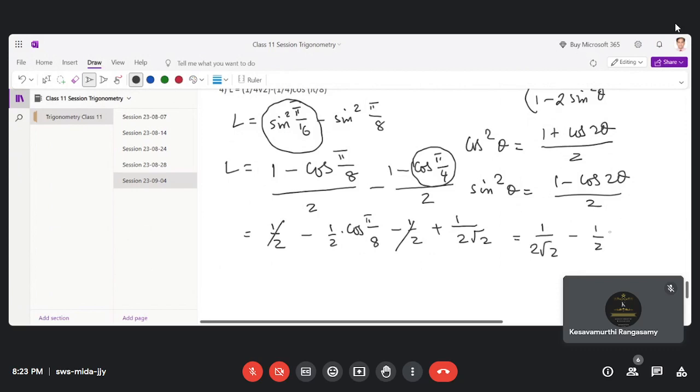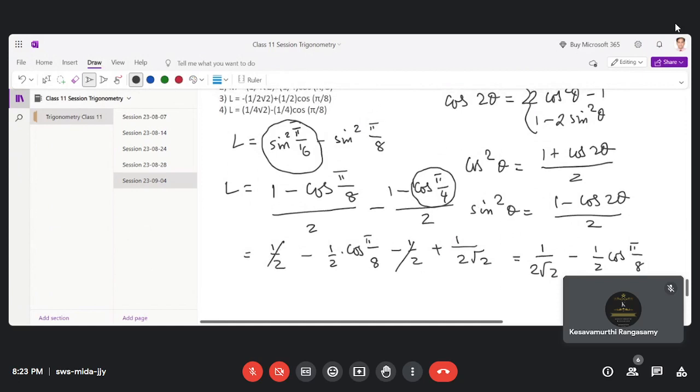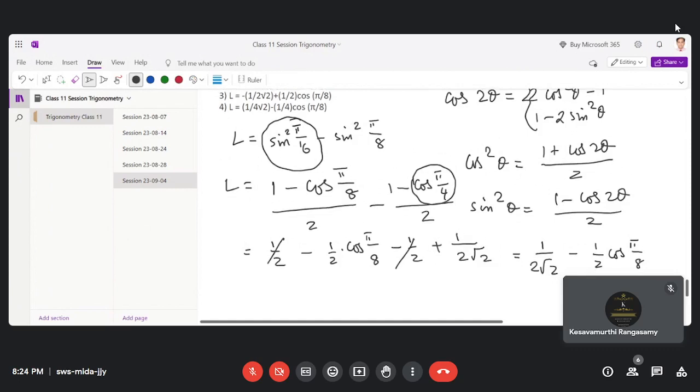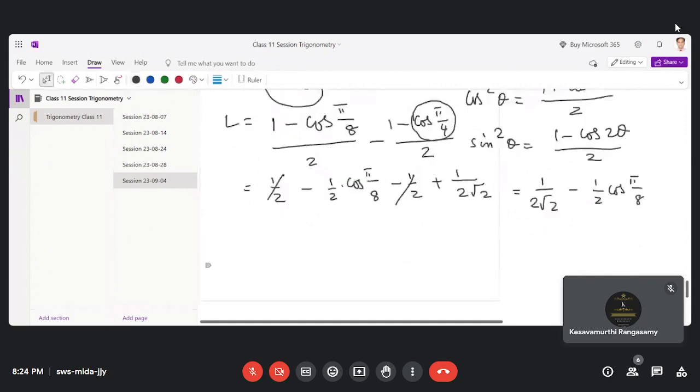minus half cos pi by 8. So 1 by 2 root 2, is that option given for L? No, sir. Okay. So do the same way for M. I'll give a couple of minutes. Just do the same thing, the same way you did for L, for M.